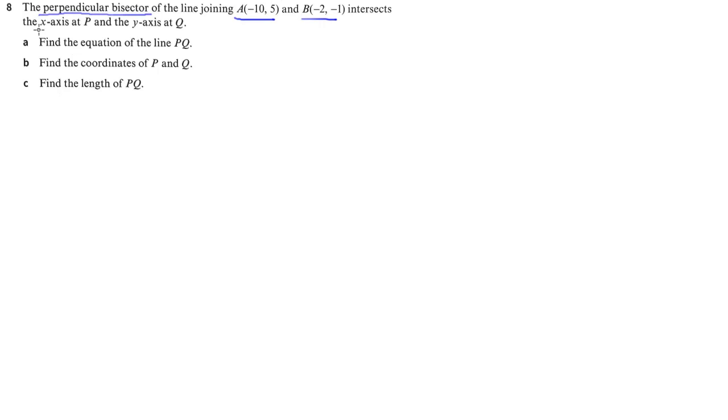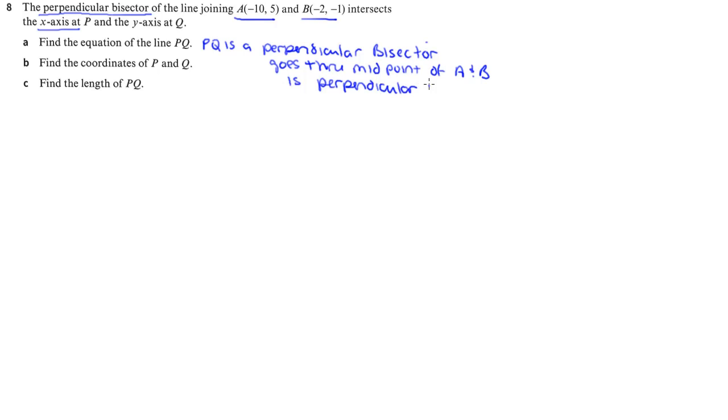Here we've got a perpendicular bisector joining A, which is (-10, 5), and B, (-2, -1). All right, so that perpendicular bisector goes through the midpoint of A and B, and it's perpendicular to AB. So what we're going to have to do now is figure out first what the slope of AB is, so we know what the perpendicular slope is.